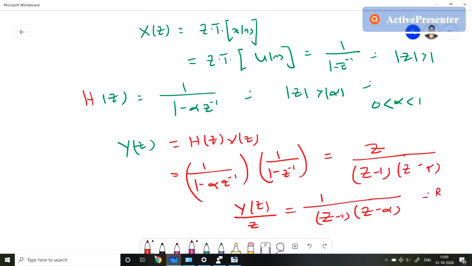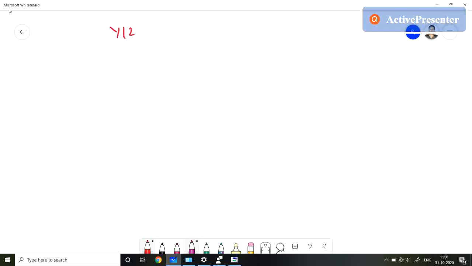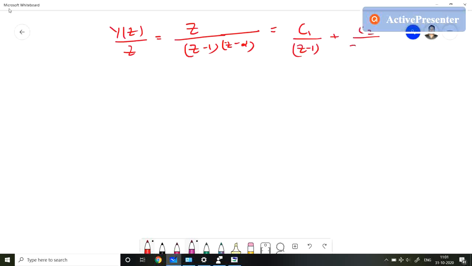And the ROC is, of course, modulus of z greater than 1. So then we can easily find it by using the partial fraction analysis. So we can write Y(z) divided by z is equal to z divided by (z minus 1)(z minus alpha), and that is nothing but we can write it in the form of coefficients, that is C1 divided by z minus 1 plus C2 divided by z minus alpha. Now we can find the values of C1 and C2 by the following procedure.